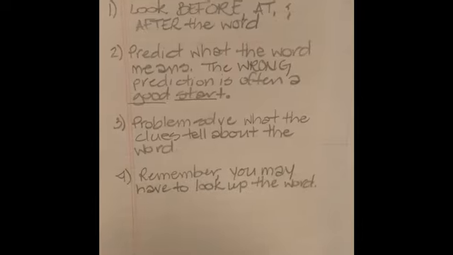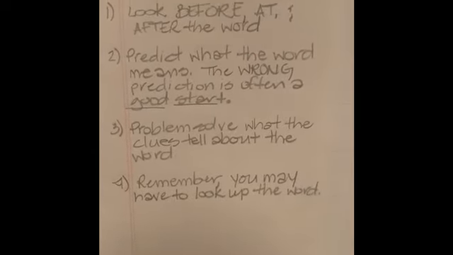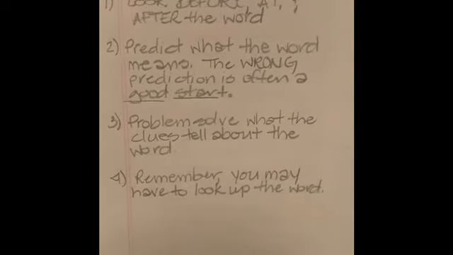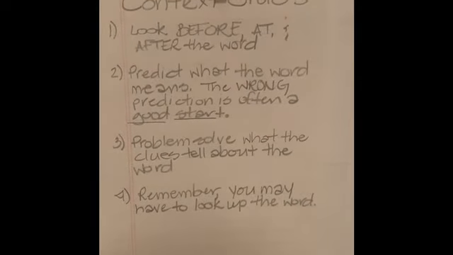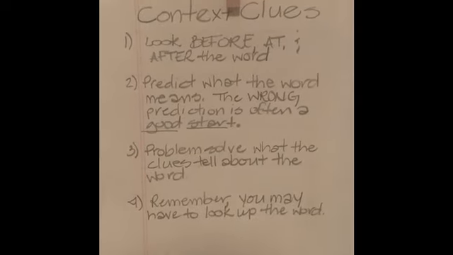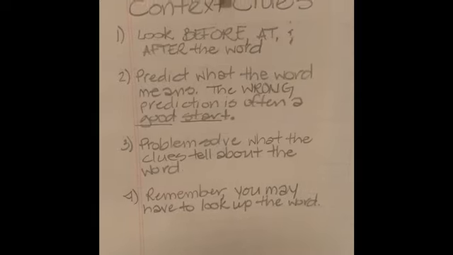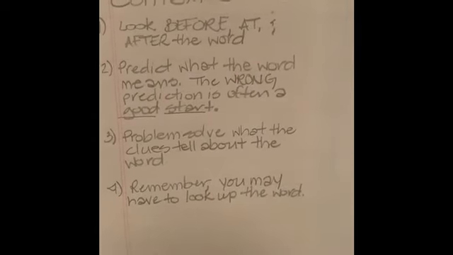These are the steps we word detectives use to figure out what words mean when we're not really sure. So we're going to look before, at, and after the word. If you remember, we had to look after the sentence that said vixen to figure out enough context to help us define the word. Next, we're going to predict what we think the word means.